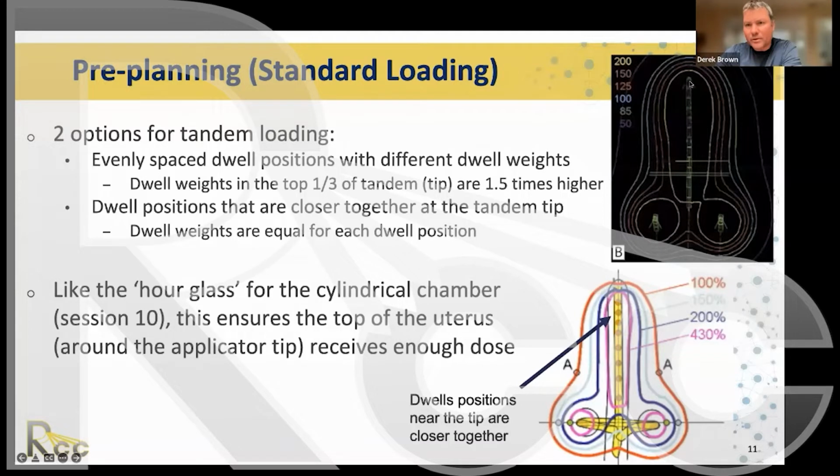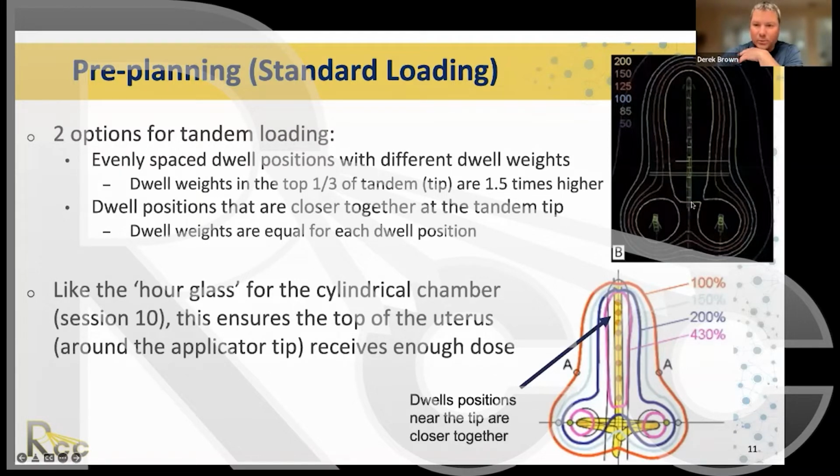These little green boxes are showing us possible dwell positions, and they're all one right next to each other, right? So these are sort of equally spaced dwell positions. And then what we would do in this case is for the top third of the tandem. So we have the top third, middle third, and bottom third. For the top third, we're going to increase the dwell time weight. So we'll have 1.5 times the weight in the top third that we will in the bottom.